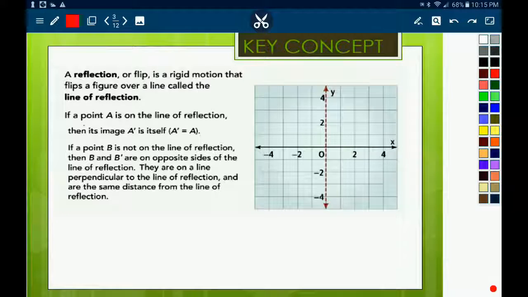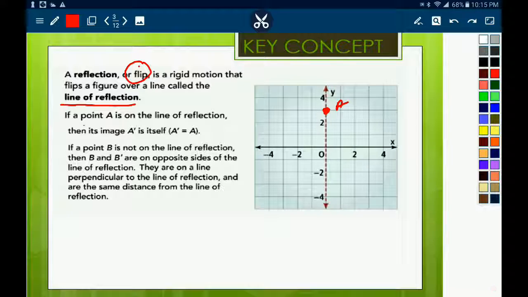It says a reflection or a flip, again that's our slang term, flip for reflection, is a rigid motion that flips a figure over a line called a line of reflection. If you notice in my picture, I have a dotted red line. That's going to be my line of reflection. So let's say point A is on the line of reflection. Then the image, A prime, is going to be in the same spot as A.